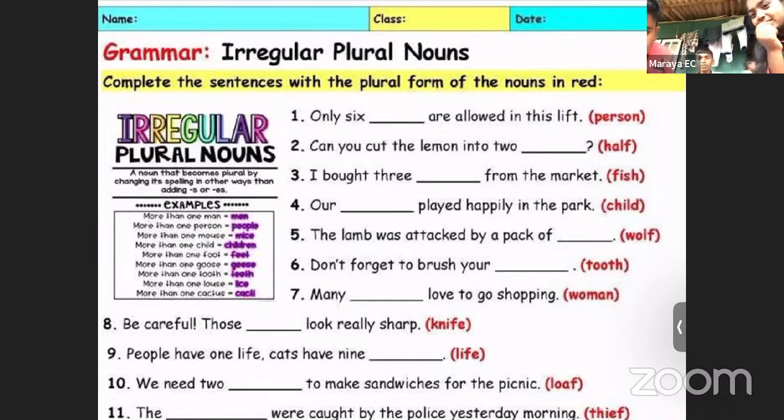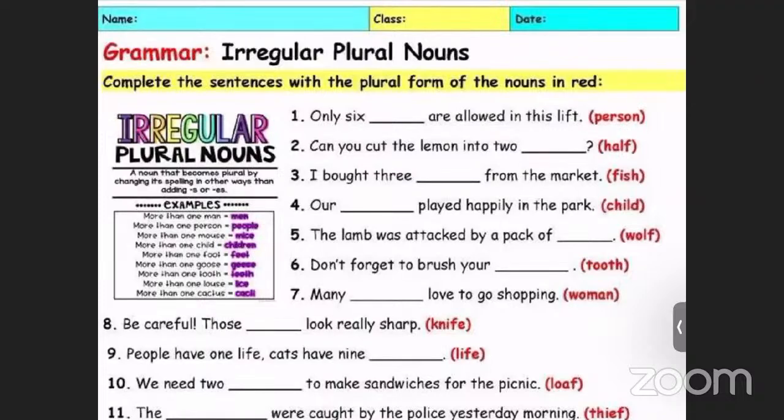We need anybody else? Mariah, hold on 1 second. Let me have anyone else. We need 2 loaves to make sandwiches for the picnic. Wonderful. It's another thing that can be added. What comes in loaf or loaves? We need 2 loaves of what to make sandwiches? We cut down the F and add VES.